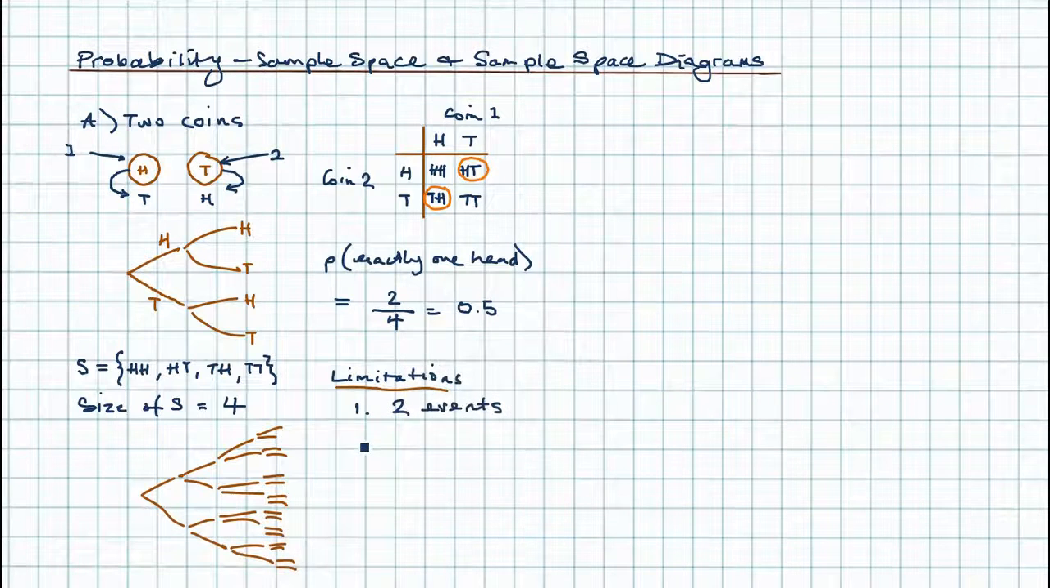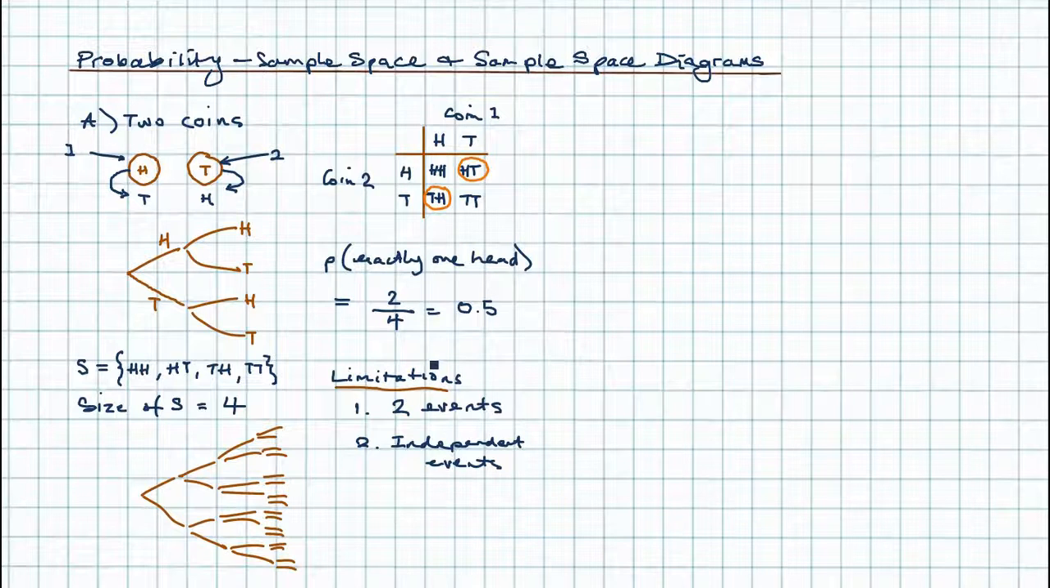The second limitation is all of the events must be equally probable. So this really only works when you've got equal probability. So these are going to be independent events, and in a later video we're going to look at the difference between independent and non-independent events. But these are the 2 limitations.